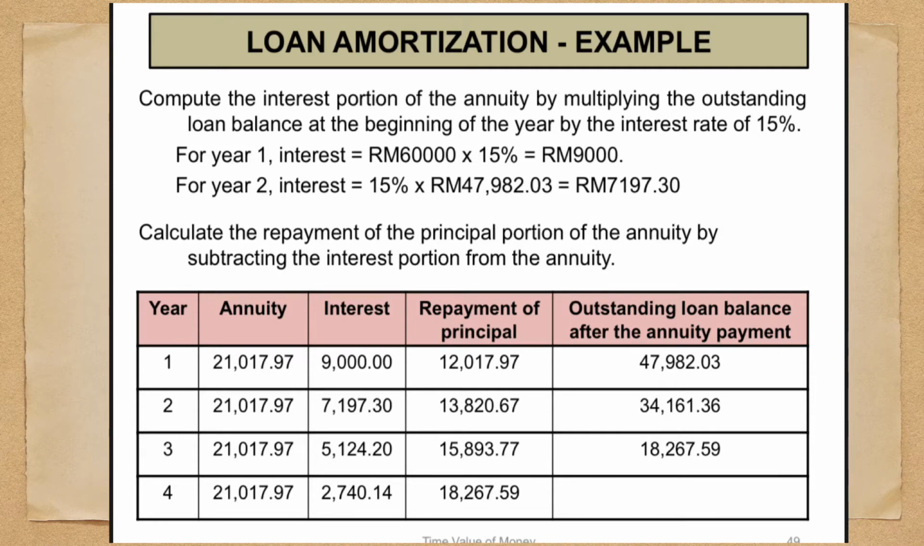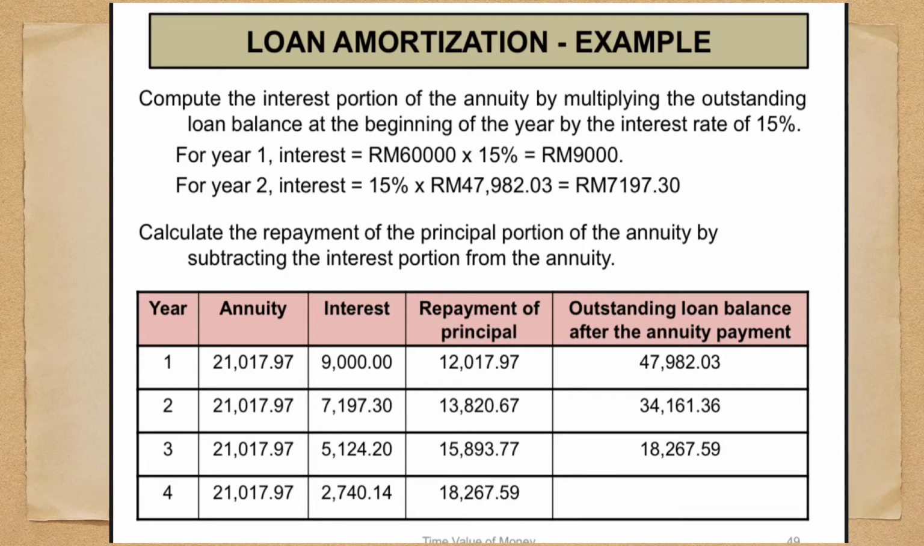That is the first step, the calculation of PMT. Now the second step is to calculate the interest for the first year, the interest on the loan. The interest formula is the amount borrowed times the interest rate of 15%. So 60,000 times 15% interest on the loan is 9,000.